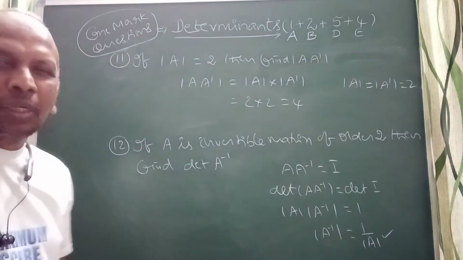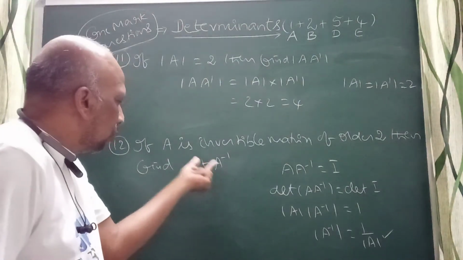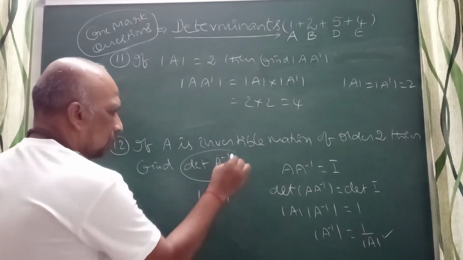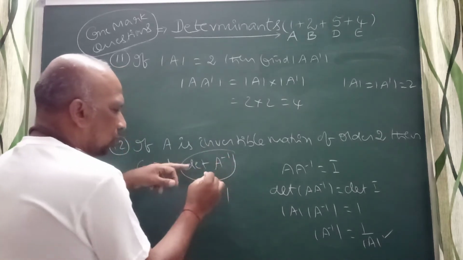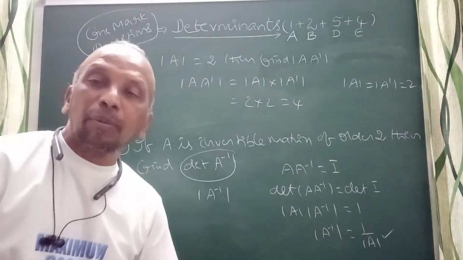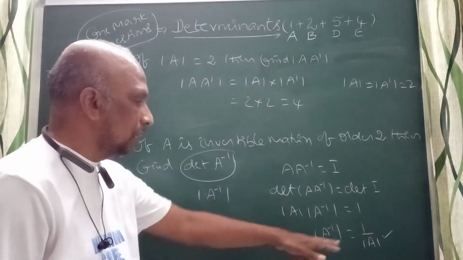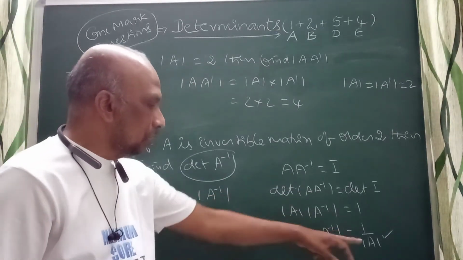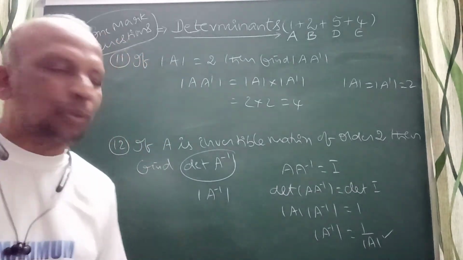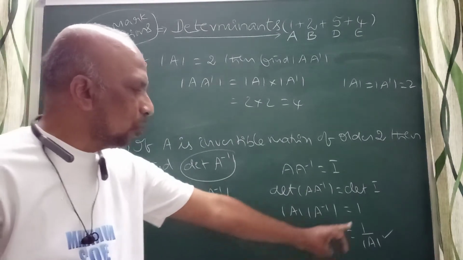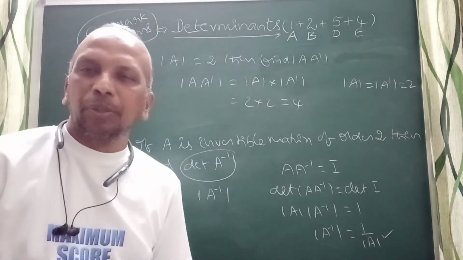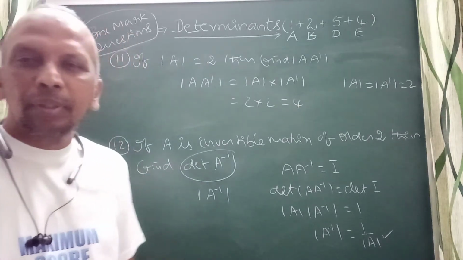Remember, they may use the notation delta of A inverse, or sometimes it can also be written like this, right? Both are the same. Delta of A inverse is 1 by delta A. Sometimes they will ask what is 1 by delta A. From this, what can I conclude? Delta A is 1 by delta of A inverse. I can interchange both. Delta of A inverse is 1 by delta A, and at the same time, delta A will be equal to 1 by delta of A inverse. That also you can remember.